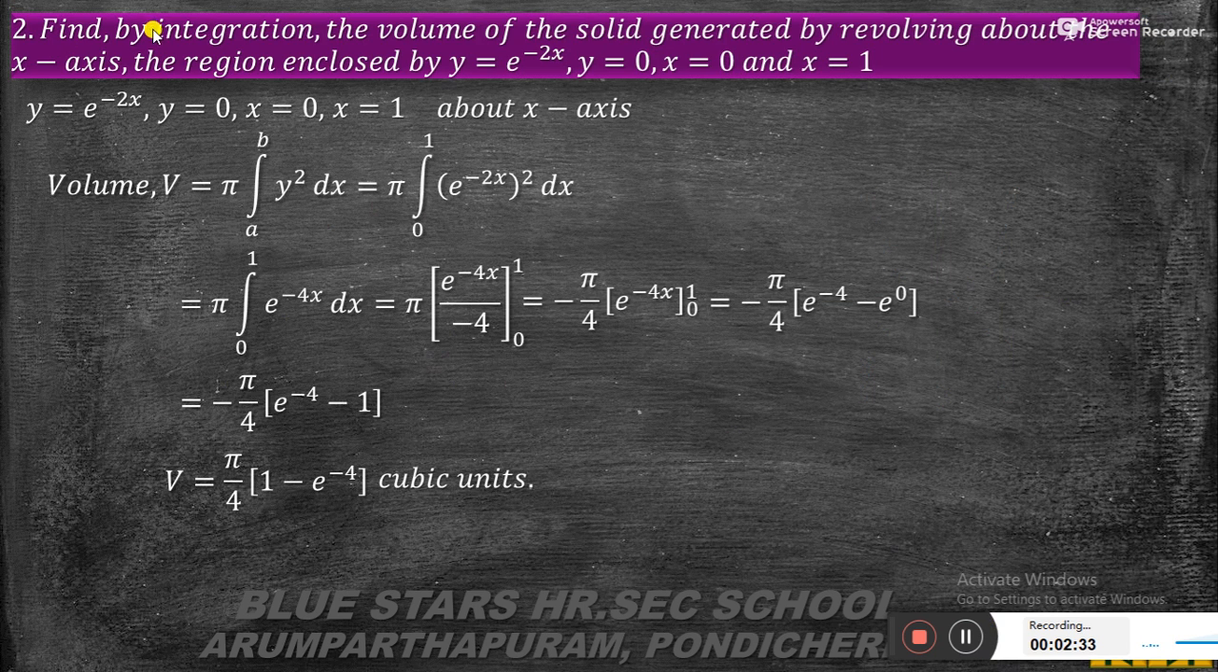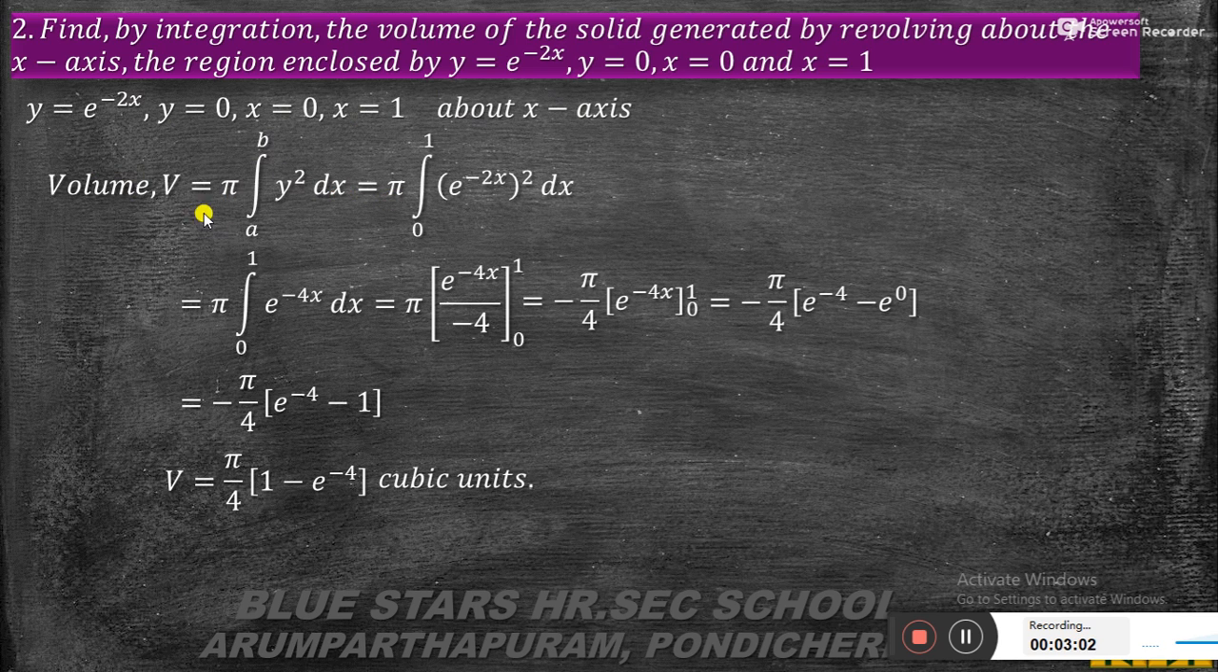So the second problem: find by integration the volume of the solid generated by revolving about the x-axis the region enclosed by y equal to e power minus 2x, y equal to 0, x equal to 0 and x equal to 1. So this is y equal to e power minus 2x, y equal to 0, x equal to 0, x equal to 1, about the x-axis. So the volume is pi into integral a to b y square dx.